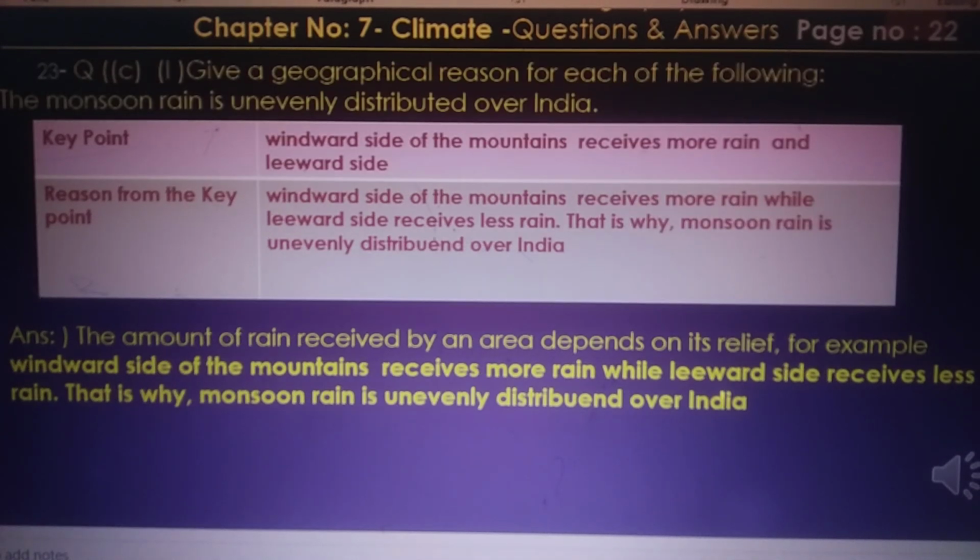And question number 22, the monsoon rain is unevenly distributed over India. What is the key point? The windward side of the mountain receives more rain, the leeward side less. The windward side of the mountain receives more rain while the leeward side receives less rain. This is why monsoon rain is unevenly distributed over India.